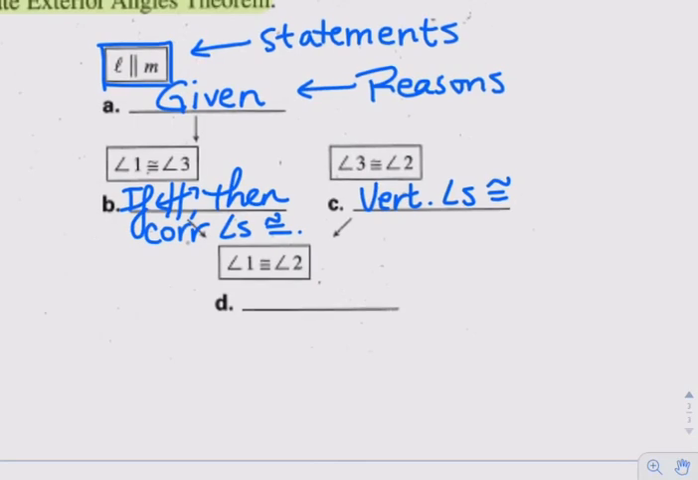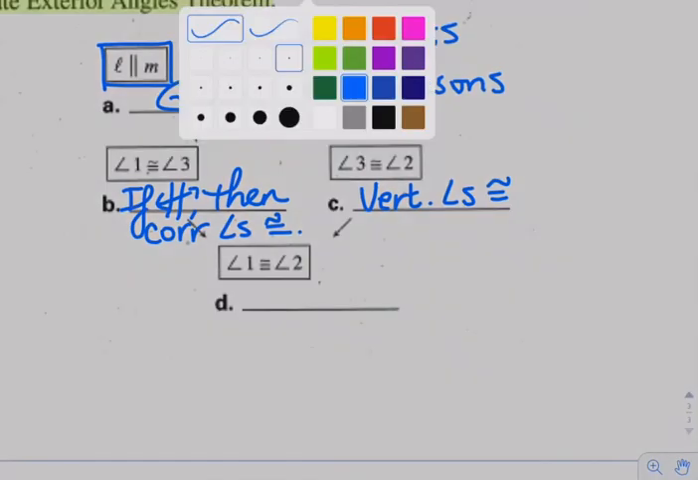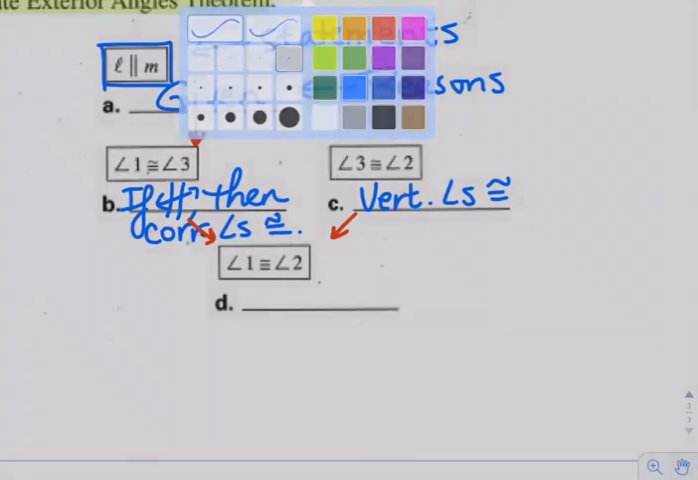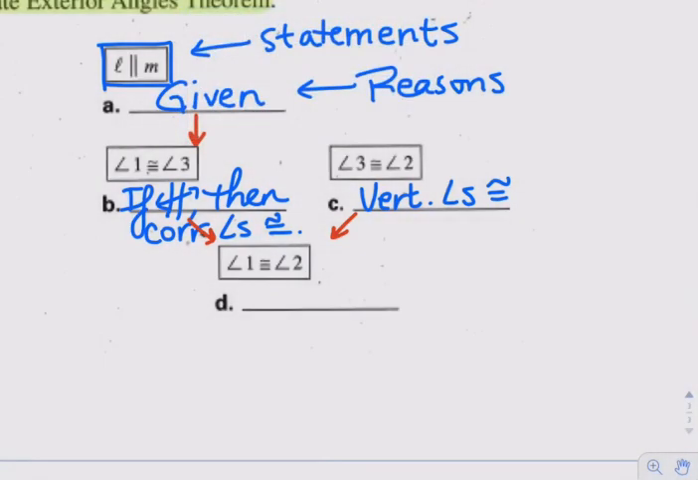Okay, but see these two arrows here? I'm going to highlight these arrows because they're kind of hard to see. These two arrows mean that those are the two steps being used to get our final statement, which is angle 1 is congruent to angle 2. So if angle 1 is congruent to angle 3, and angle 3 is congruent to angle 2, why is angle 1 congruent to angle 2? That is the transitive property of congruence.